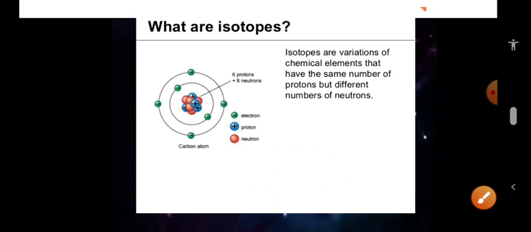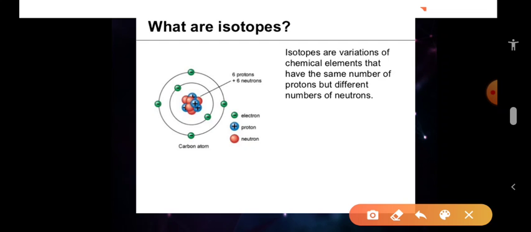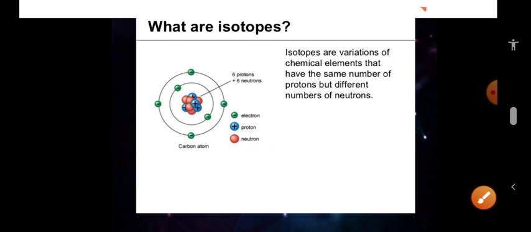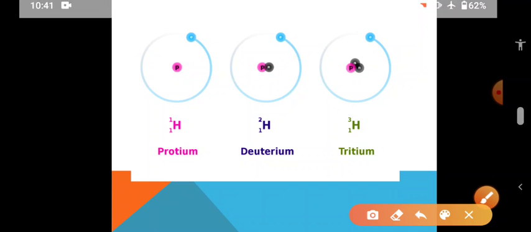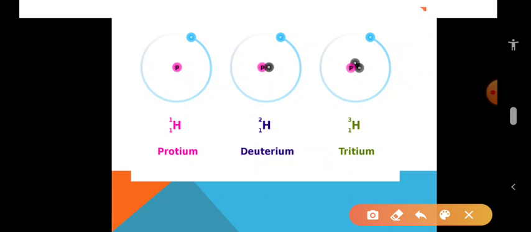What is the denotation for atomic number? Atomic number is Z. Mass number is A. Okay. Now this Z will be the same for isotopes, but A will be different for isotopes. Let us see one example so that you will understand. This is the best example for isotopes. Here it is hydrogen only, but with a different number of neutrons in its nucleus.